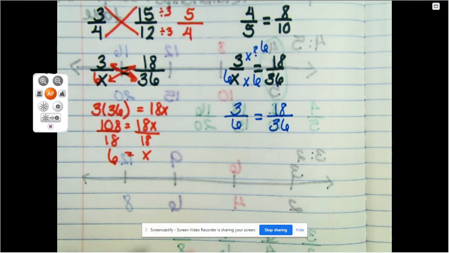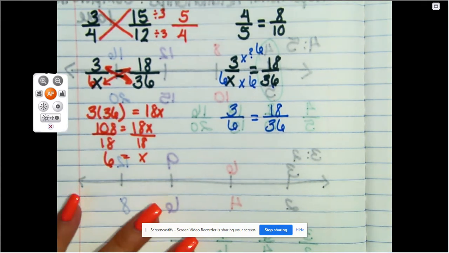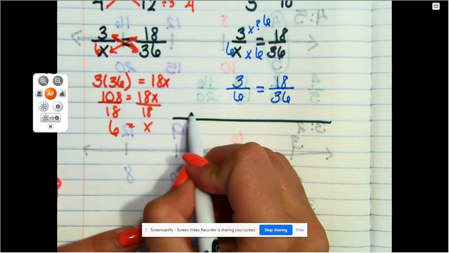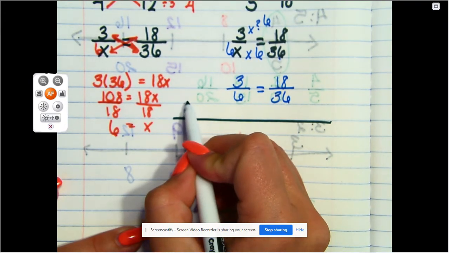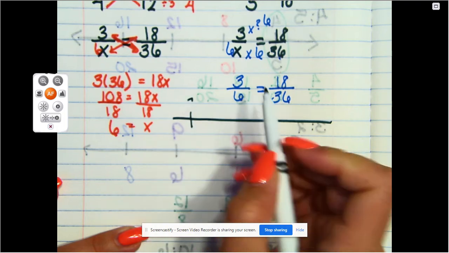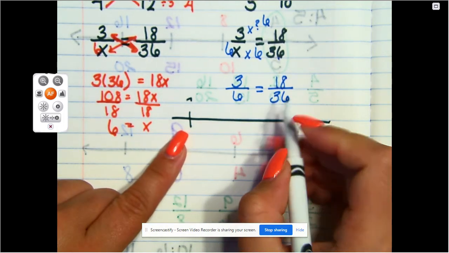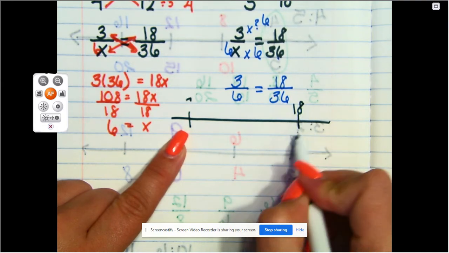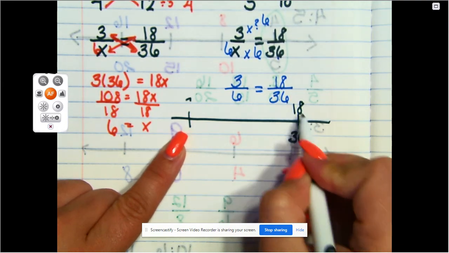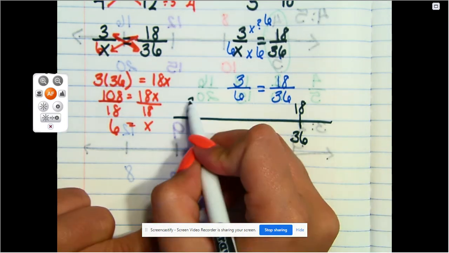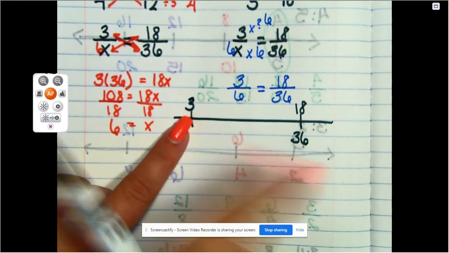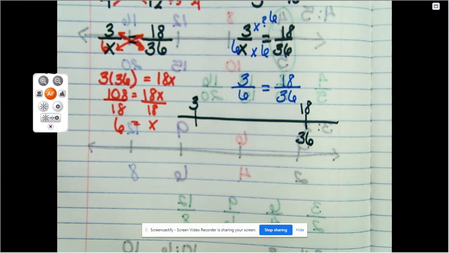Okay, you could have also drawn the double number line in this case. So we could have started off with 3, 6. Oh, we didn't have 3, 6. We had 18 over 36. And we could start moving our way backwards if we wanted to. So I know that this top number was 3. Okay, so I can start removing or dividing by 3 each and every time.